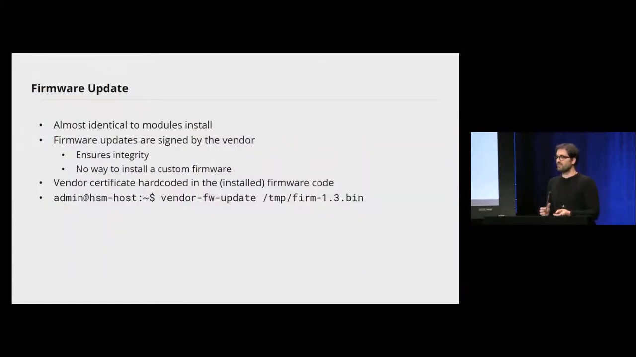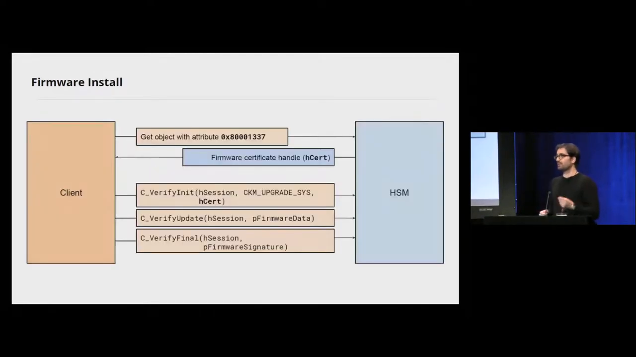It is almost the same for firmware updates, except that firmware updates can only be issued by the vendor. You cannot load your own firmware. And here is the process. Instead of supplying your own certificate, the client looks for an object on the HSM which has a custom attribute. This is a specific attribute that cannot be set by any user, and there is a single object that contains this attribute. This is the certificate that is used to verify firmware. The client then sends back the handle to that certificate with the firmware data, and the HSM verifies the signature, and if it's valid, writes the firmware to the flash, loads the firmware and reboots.